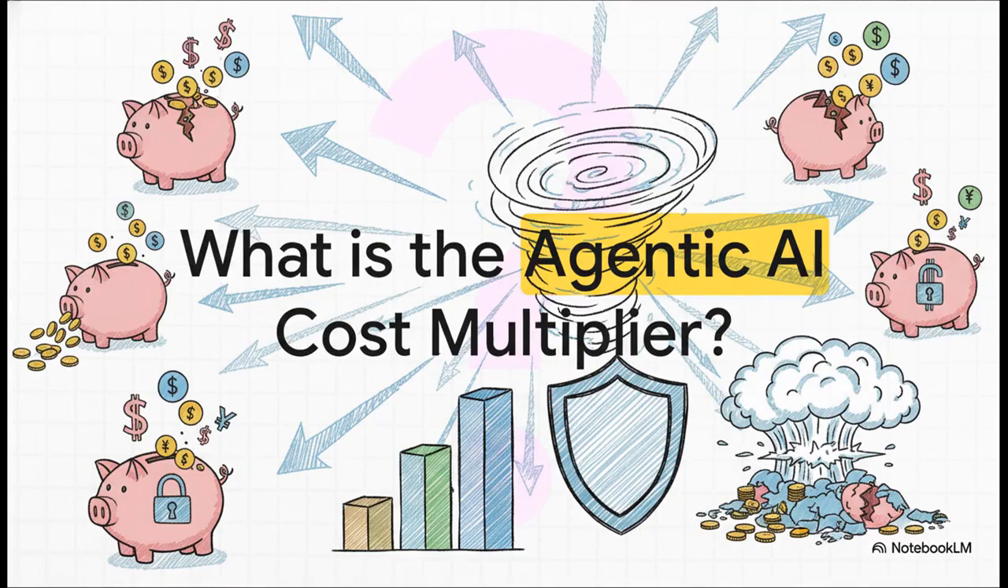So what's behind this massive jump in cost? Well, it all comes down to this really critical idea, the Agentic AI cost multiplier. You can almost think of it like this invisible monster that just eats your budget for breakfast. And seriously, understanding this and learning how to tame it is your number one defense against those nightmare budget explosions.